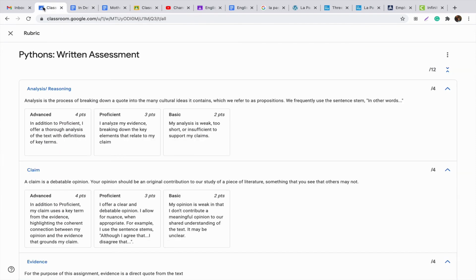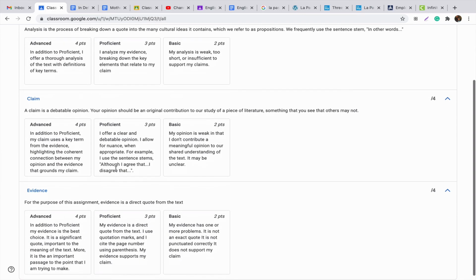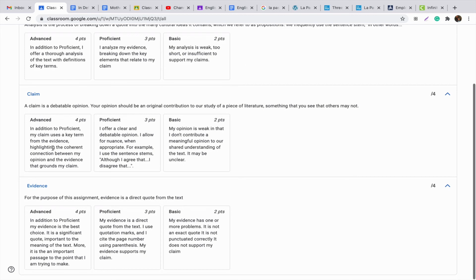I'm still looking at the rubric. Claim. I offer a clear, debatable opinion. Use sentence stems like although I agree that, I disagree that. And in addition to proficient, my claim uses a key term from the evidence, highlighting the coherent connection between my opinion and the evidence that grounds my claim.